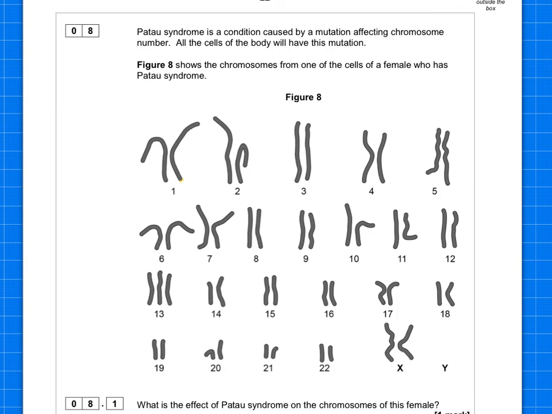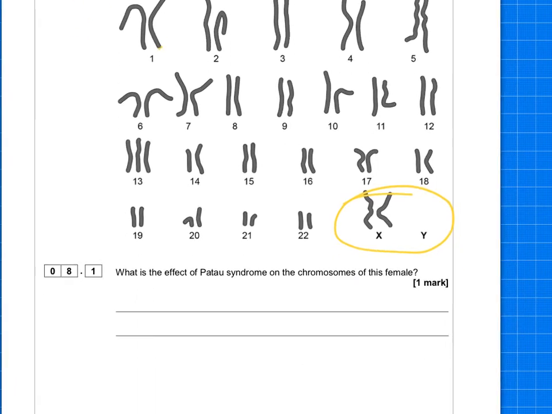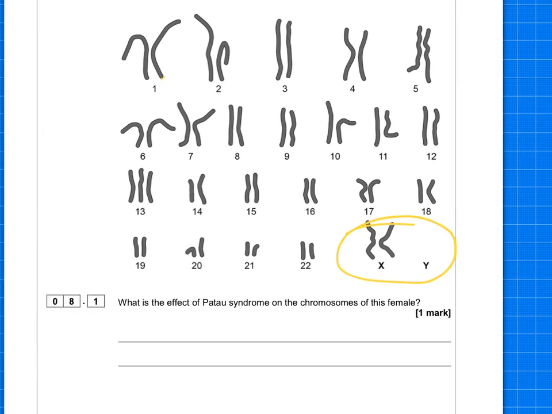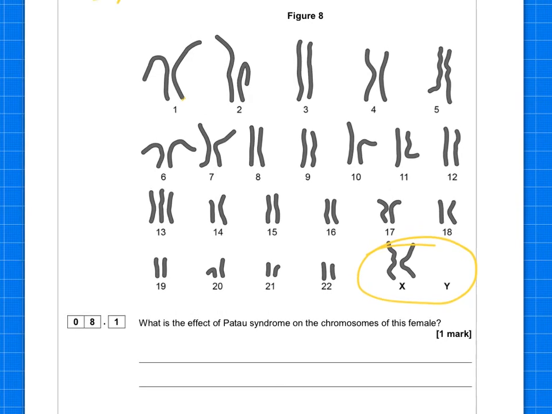Question 8, and it says Patau syndrome, which is not in your spec, is a condition caused by mutation affecting chromosome number. Mutations is definitely in your spec. Okay, so all the cells of the body will have this mutation. It shows the chromosomes of a female with Patau syndrome. You can see it's a female because it's XX there. So let's have a look at the question. What is the effect of Patau syndrome on the chromosomes of this female?